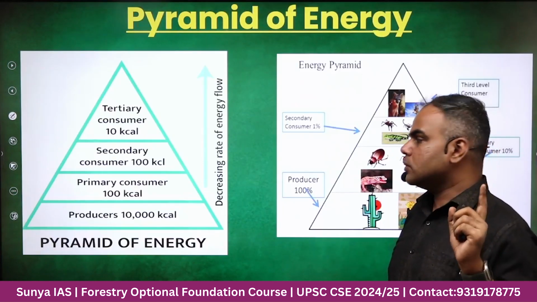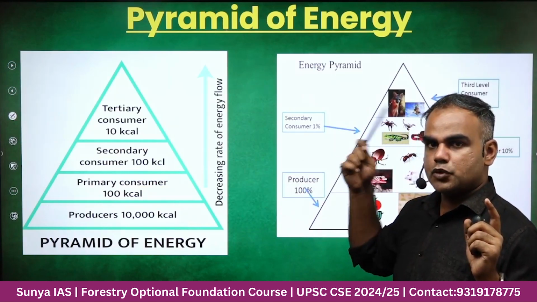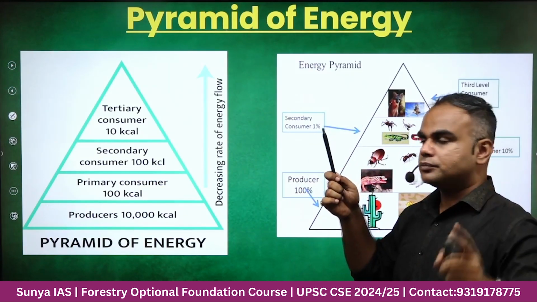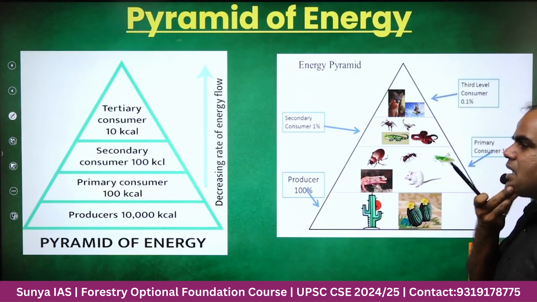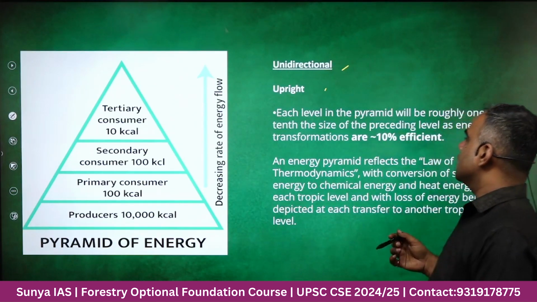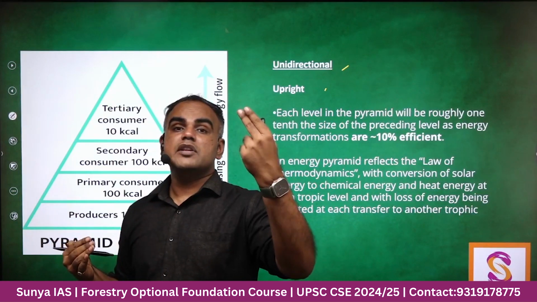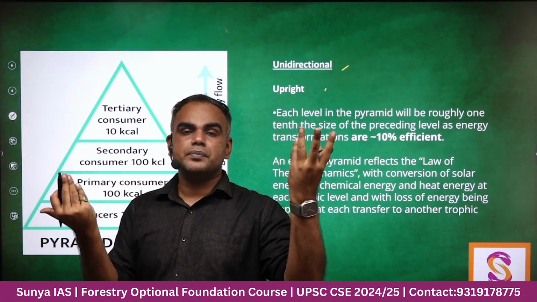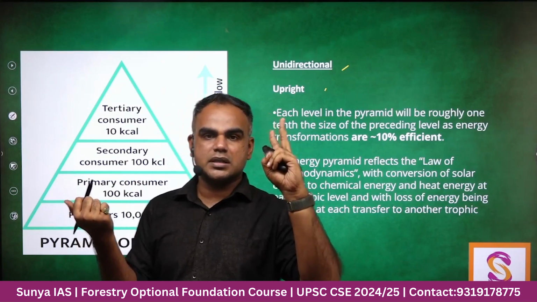Pyramid of energy, I told you, because the energy will flow from producers to the top consumer, right? So it will be unidirectional. So this is how this flow of energy is going to happen. And so yes, it will be always upright, unidirectional. And again, 10% of energy is only transmitted from one trophic level to the other, which means 90% is lost. Why? Because of metabolic losses and respirational losses.